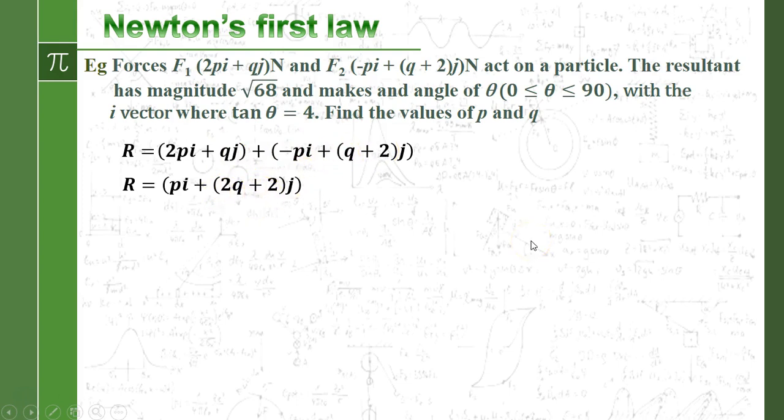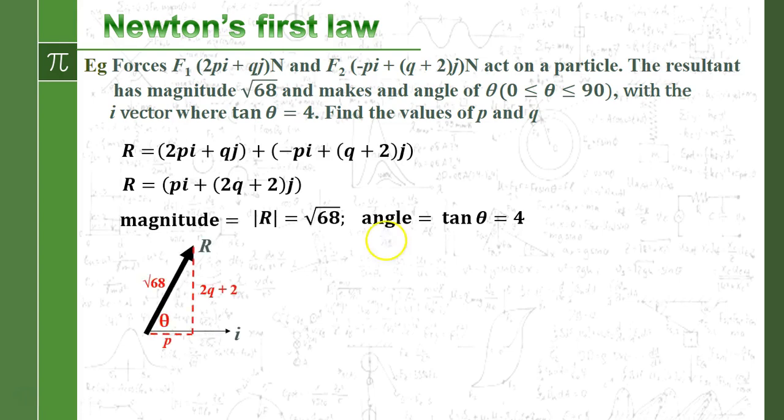Okay, so what I'm going to do now is just draw a diagram of my resultant vector and have a little look at what's going on using the information that we've got from the question. So I've got my i component p, my j component 2q plus 2, and there's the magnitude of the vector, which is root 68. So what I'm going to do now is take that information and turn it into some equations linking p and q.